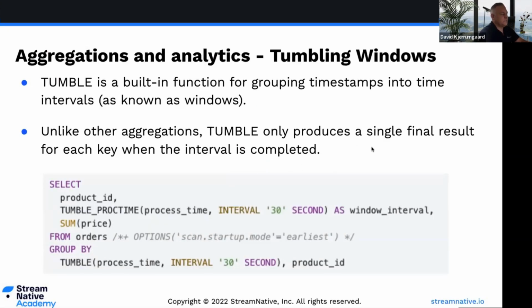So let's talk about tumbling windows. Tumble is a built-in function for Flink SQL that does this grouping and batching for you automatically.